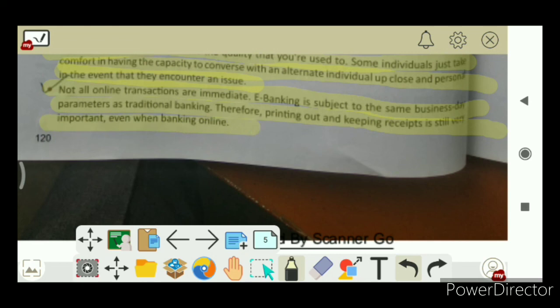It means even though you are doing all the things online, the activities are performed as the traditional activities which take place in the bank. Therefore it is also essential to have the receipts of whatever transaction you have done for your future reference. So these are some disadvantages of e-banking.